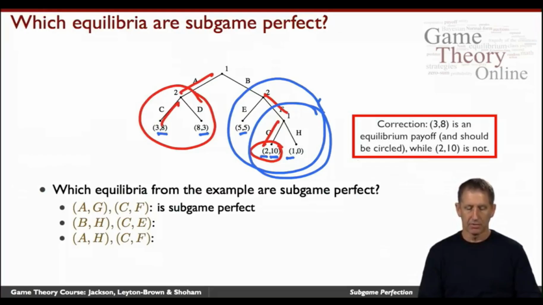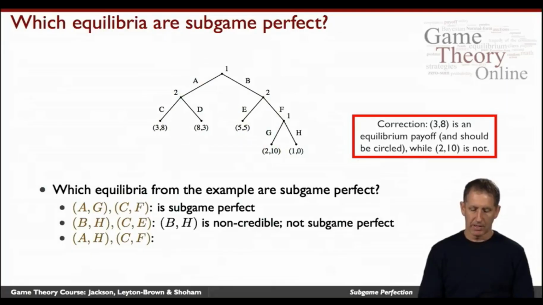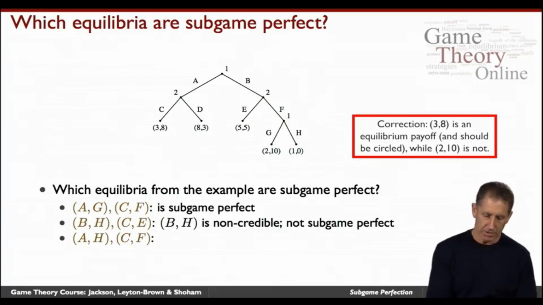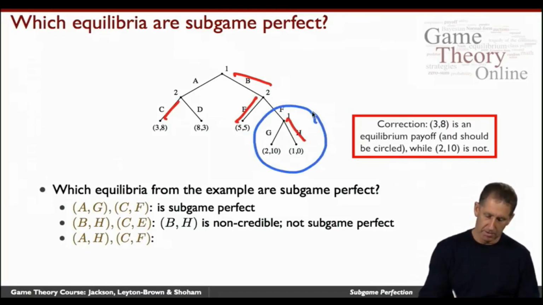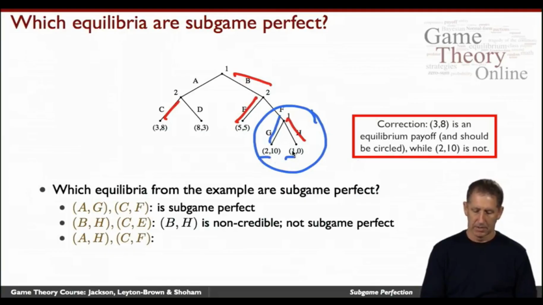How about BHCE? Well, the claim is that it's not. Well, let's first write down the strategy. BH, and CE. And this is not subgame perfect for the reasons we saw before. We saw that in this subgame right here, there is a profitable deviation for player 1, namely to deviate over here and get 2 rather than 1. And so it's not subgame perfect. And in fact, for the same reason, AHCF will not be subgame perfect.